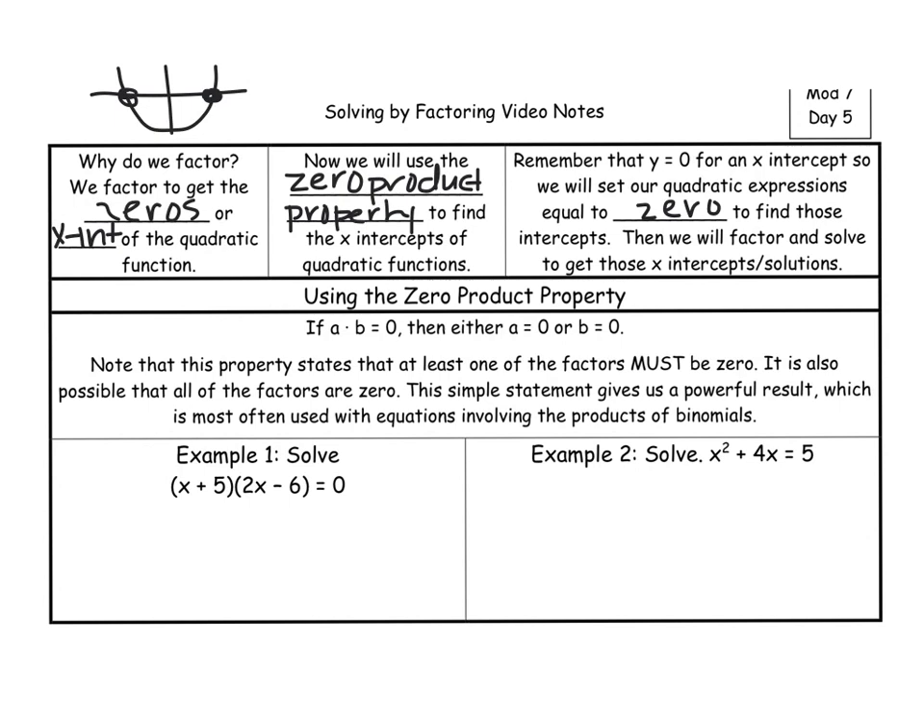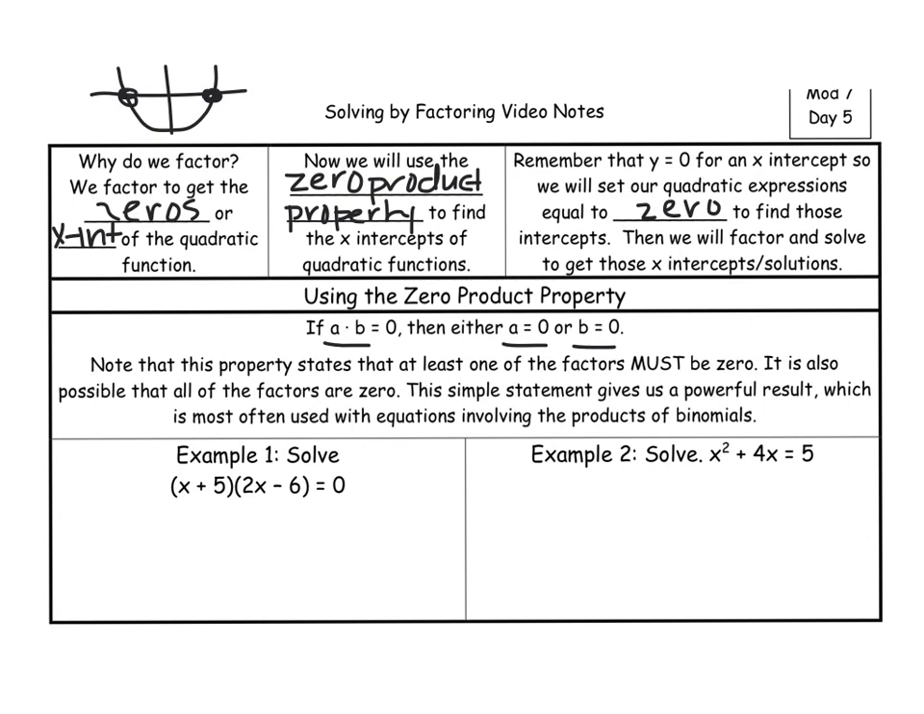It says that when you multiply two things together and it equals 0, then either A had to be 0 or B had to be 0. Because if we're multiplying and getting 0, they're either both 0 or one of them is 0. So note that this property states that at least one of the factors must be 0. It is also possible that all the factors are 0. This simple statement gives us a powerful result, which is most often used with equations involving the products of binomials.